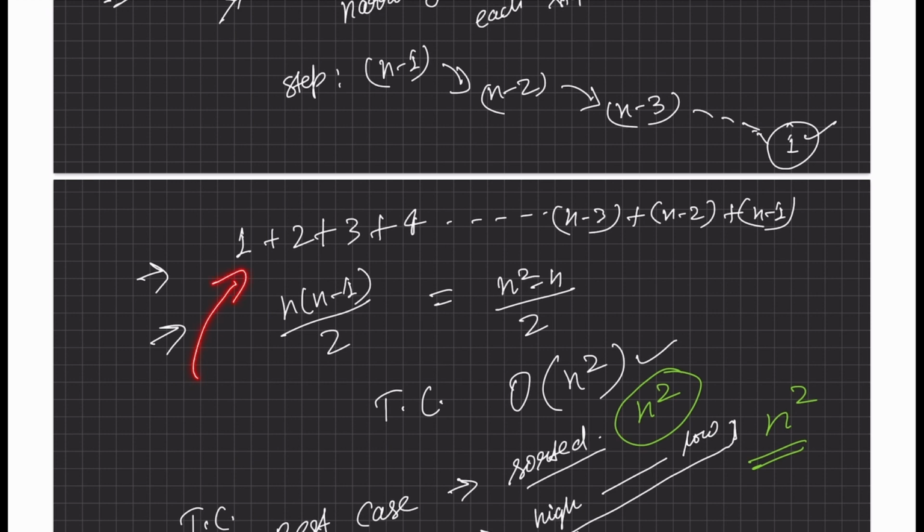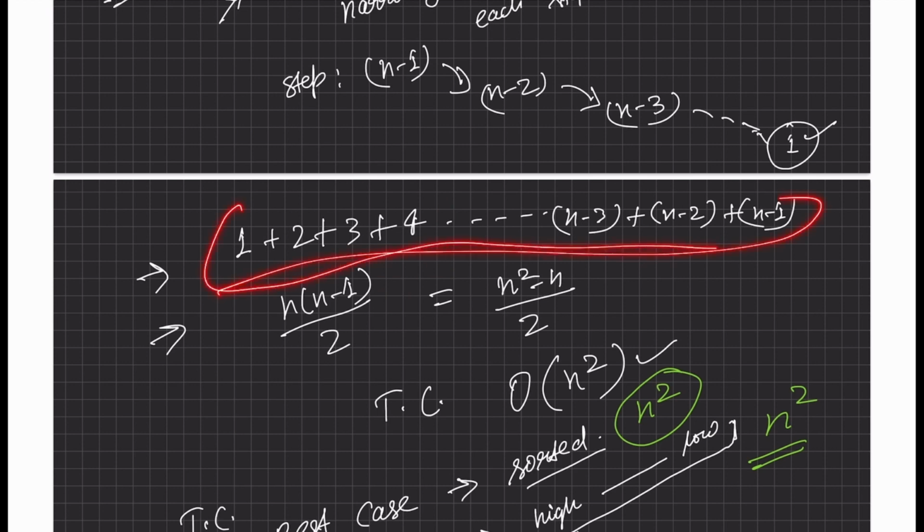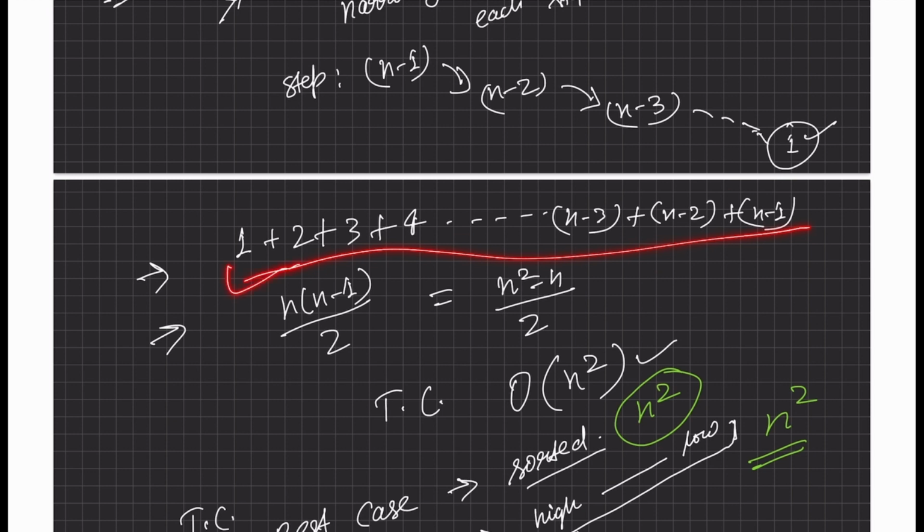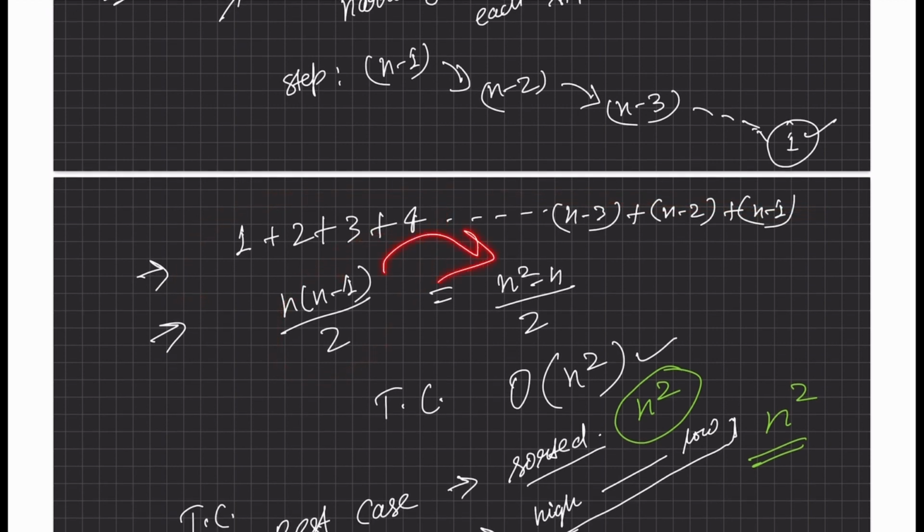So the mathematical calculation for this expression would be n into n minus 1 by 2. You have already done this type of calculation in 6th or 7th grade. This is basically the summation of numbers: 1 plus 2 plus 3 plus 4, until n minus 1. The mathematical calculation for this expression would be n into n minus 1 by 2. So after calculating this value, we will get n square minus n by 2.